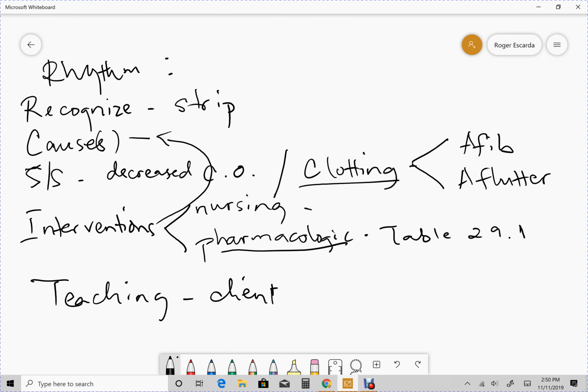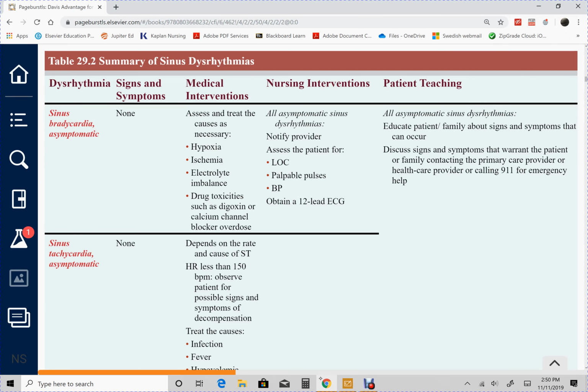Okay, so here is your first summary. This one is a summary of your sinus dysrhythmias. Here we have your signs and symptoms. Again, sinus dysrhythmias are typically harmless unless the patient has symptoms, meaning if they're severe. They divided it by whether or not the patient has symptoms.